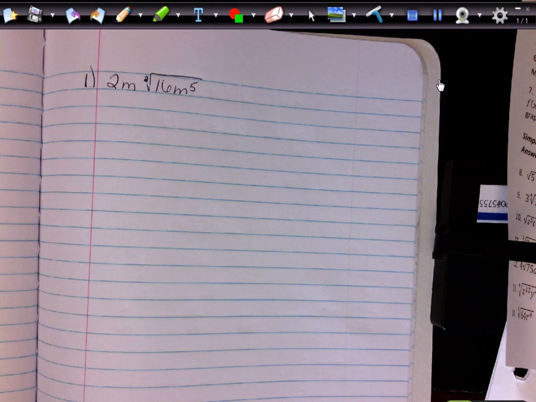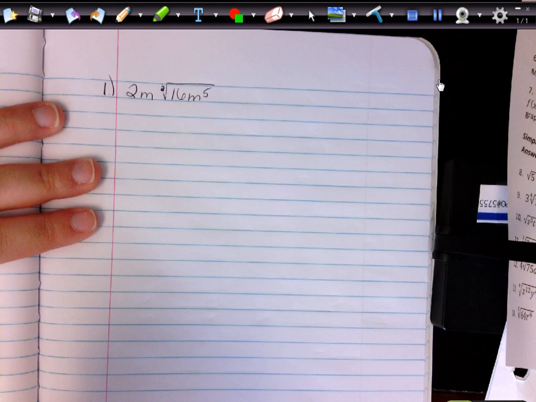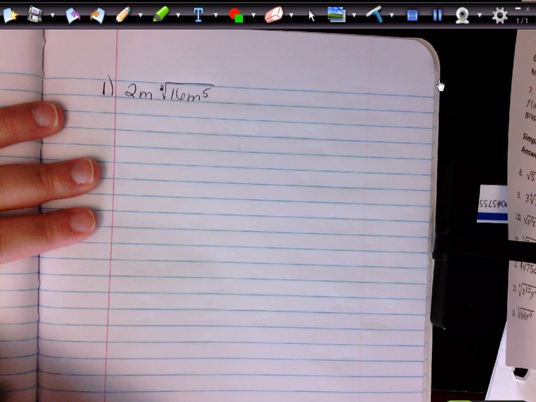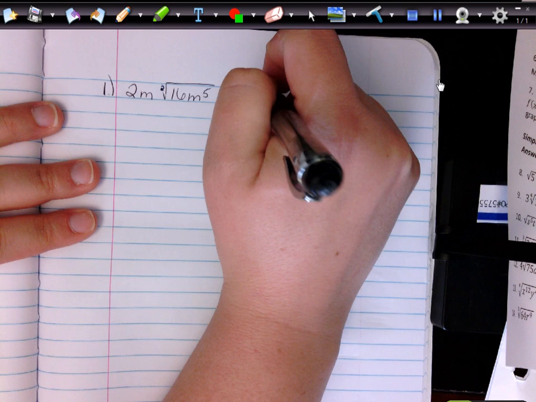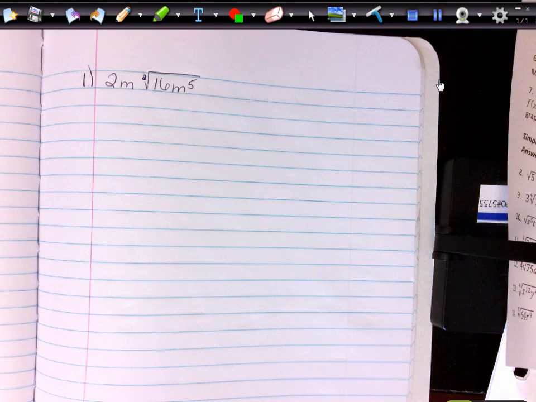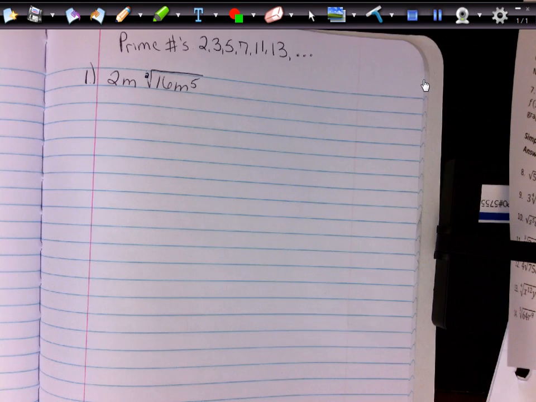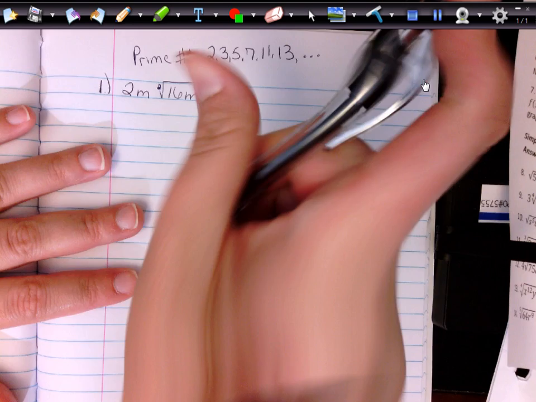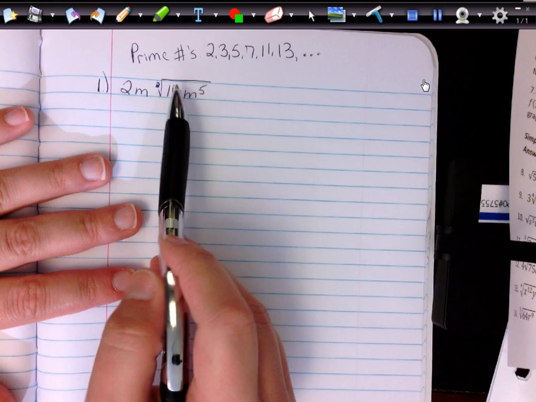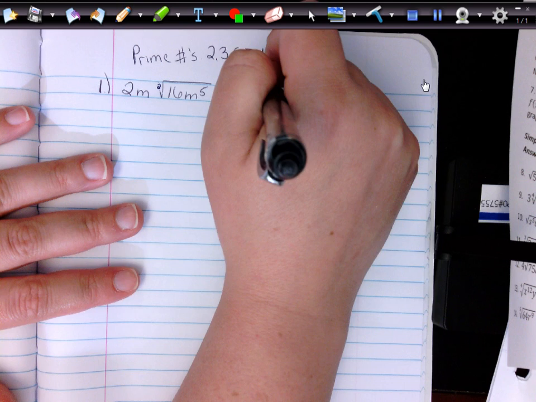Now, I don't have to worry about the 2m that's on the outside right now. I just need to worry about the 16 on the inside. So I'm going to take 16 and I'm going to do the upside down birthday cake method. Alright, so with number 1, again you have 2m square root of 16m to the 5th. And we're going to birthday cake 16.